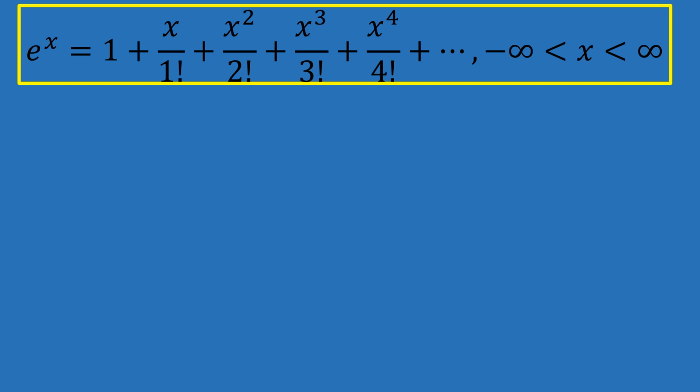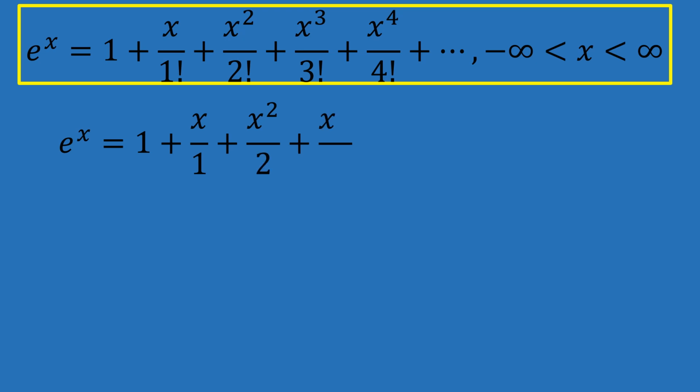But that's not really the objective of this video. The objective of this video is to be able to differentiate e raised to the power of x. But what we will be doing now is to simplify this further by simplifying the denominators. The denominators are where we have the factorials. So this expression above can now be rewritten as seen below.